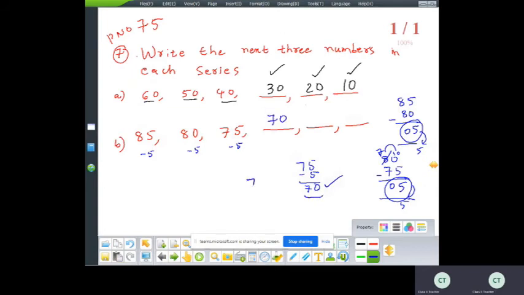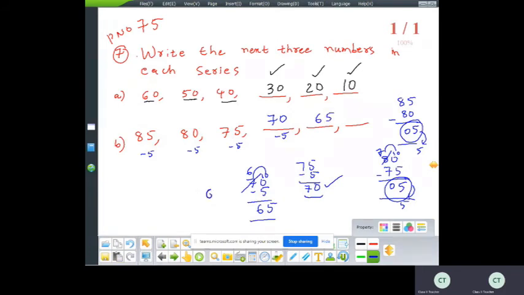Next, 70 minus 5. From 70, we subtract 5. We cannot take 5 from 0. This time, we need to borrow. 10 plus 0 is 10. 10 minus 5 is 5. From 7 tens, we take 1 ten as borrow. 7 minus 1 is 6, so 65. 70 minus 5 is 65.